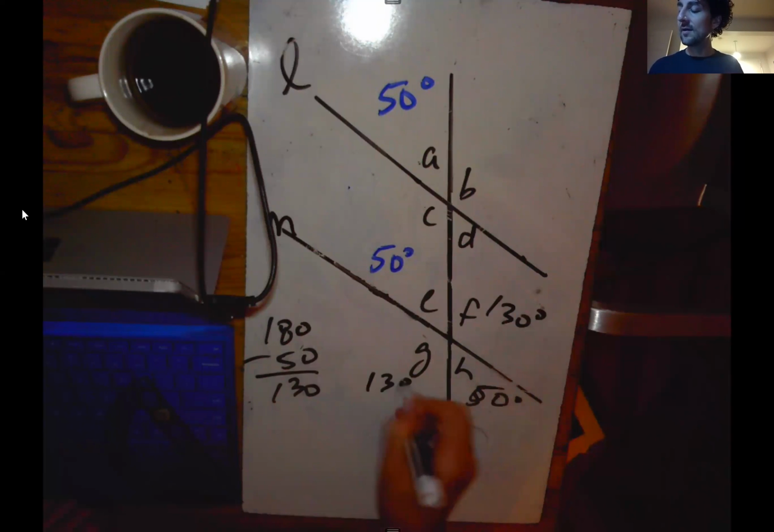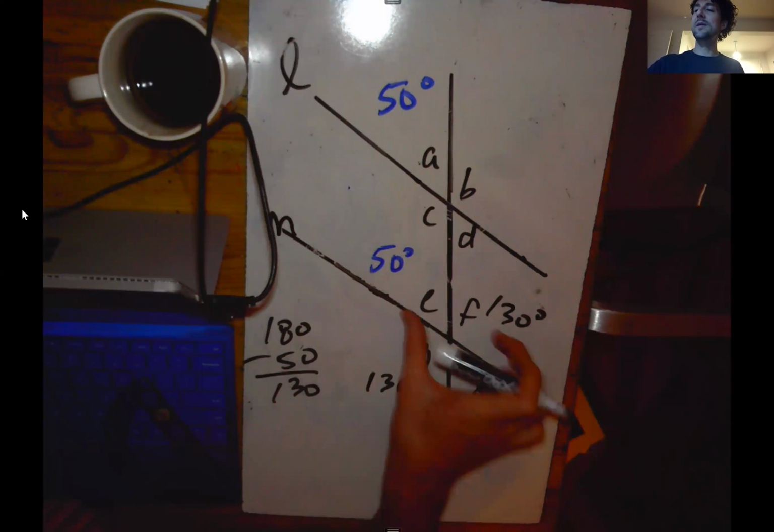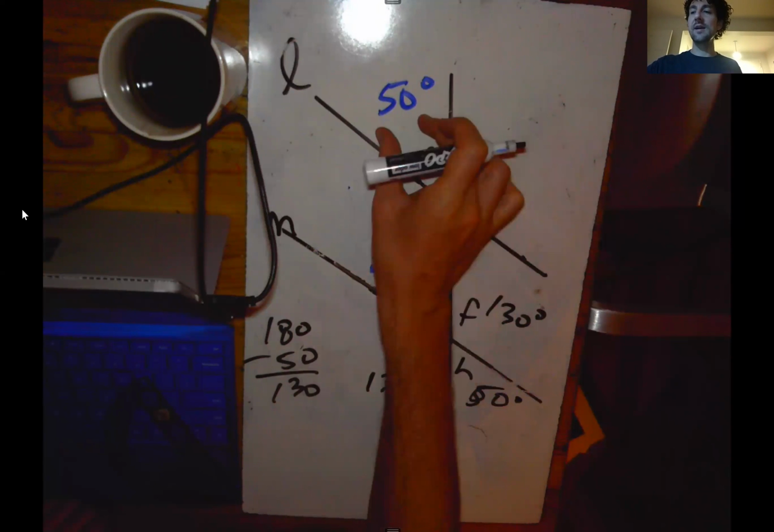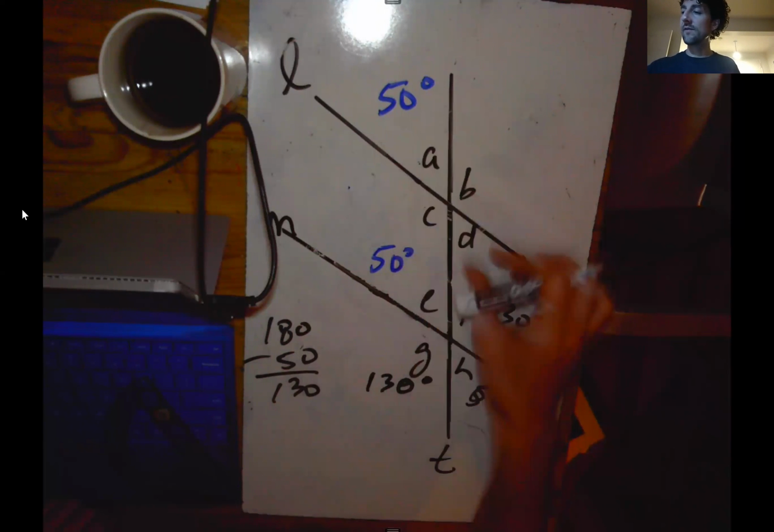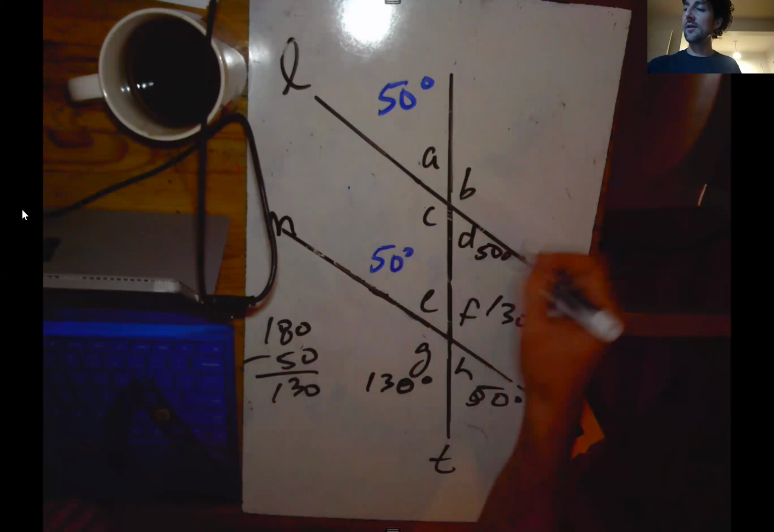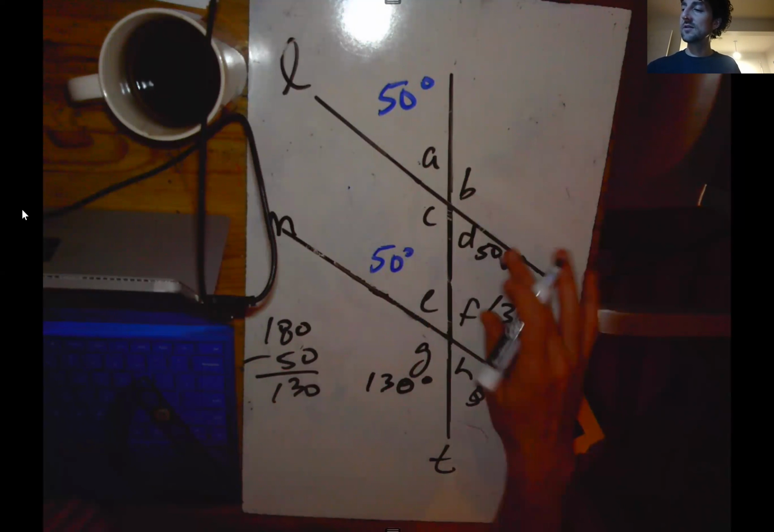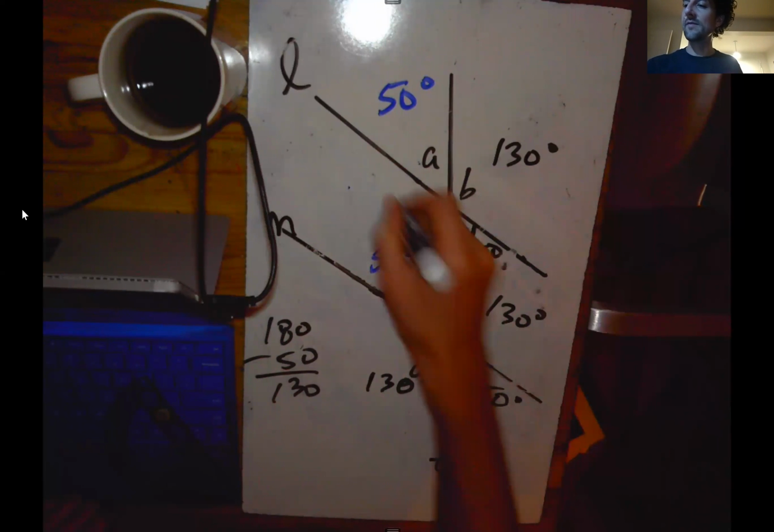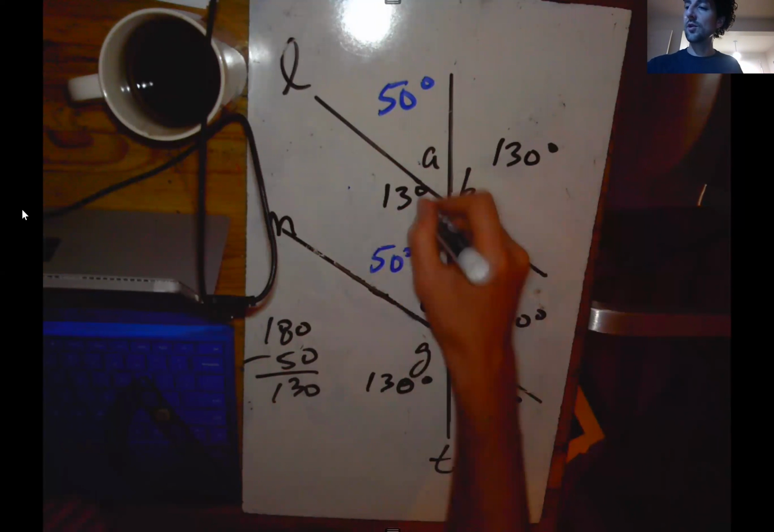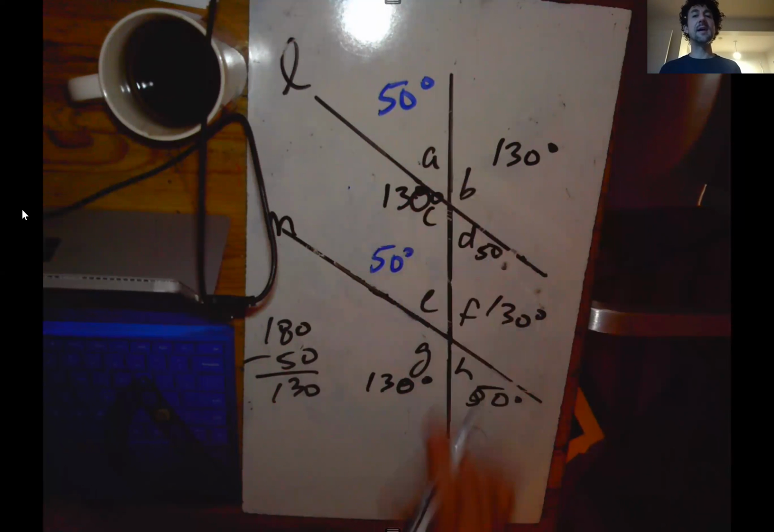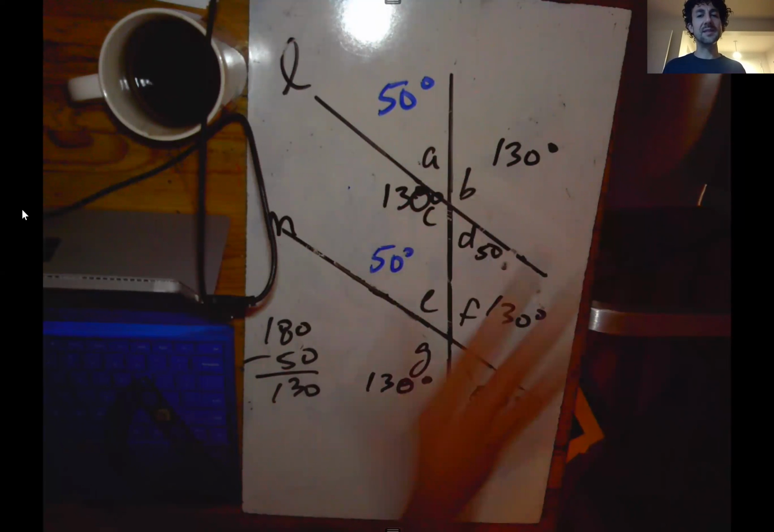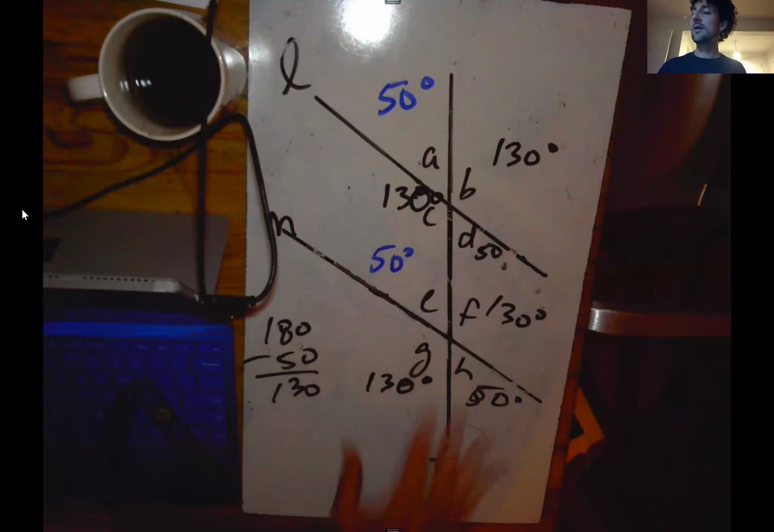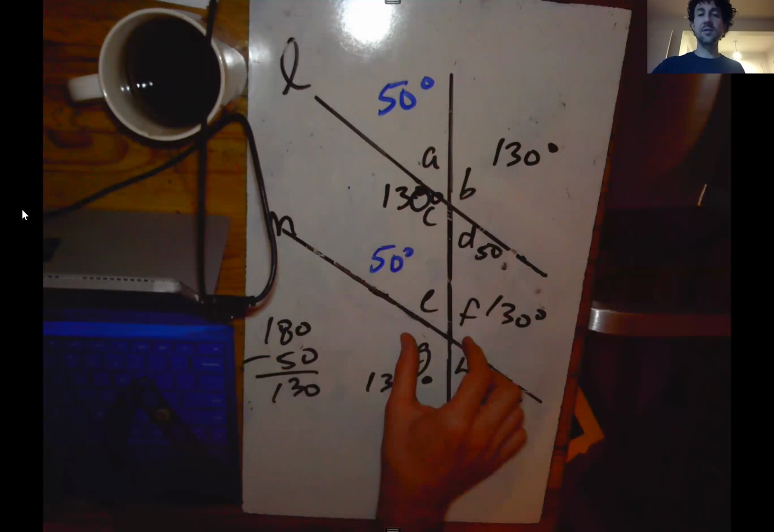130. And then again, the same math would apply up here because we're starting again with a 50-degree angle. So 50 vertical, 50. Linear pair, 130 degrees, and then vertical here, 130 degrees, like that. Sorry that the work is messy here. But you see that our intersections are identical.